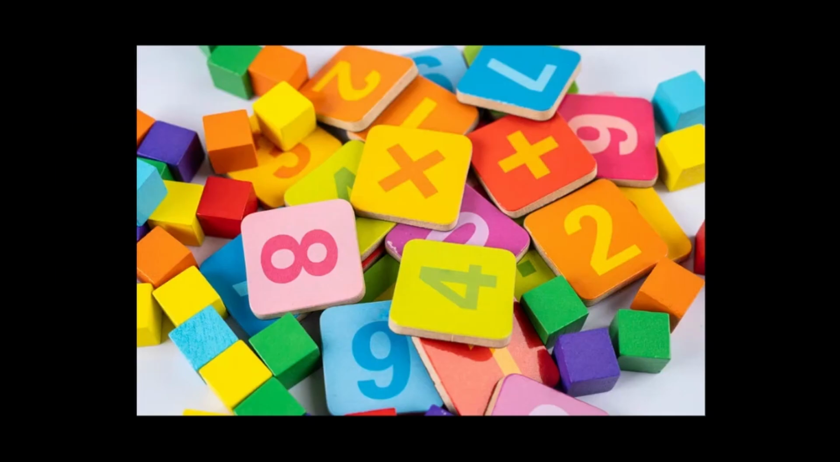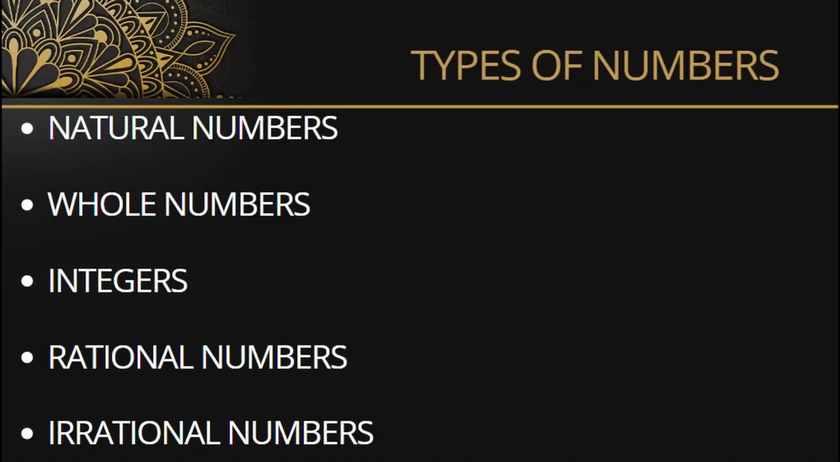First, what are the types of numbers? There are many types of numbers like natural, whole, prime, composite. But in this video, we are going to see only the five main types of numbers. They are natural numbers, whole numbers, integers, rational numbers, and irrational numbers.